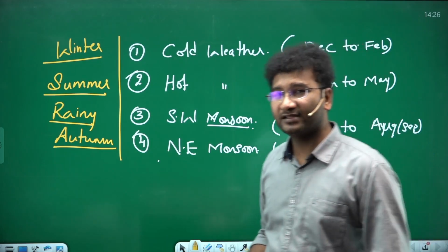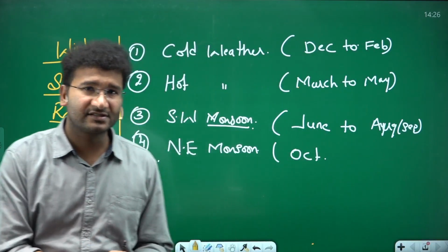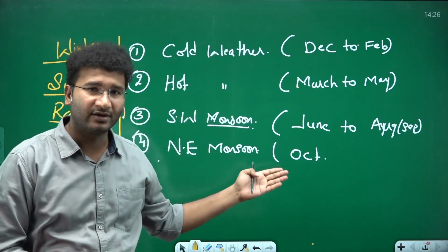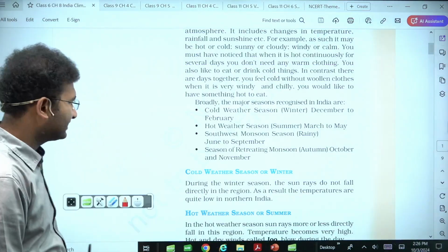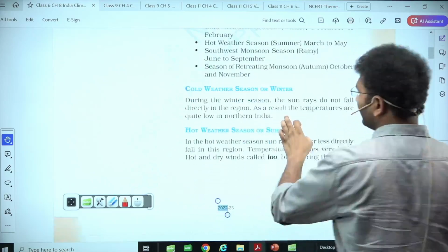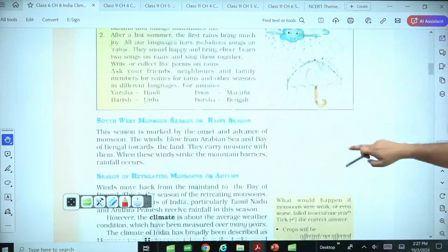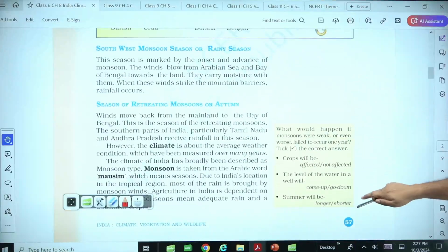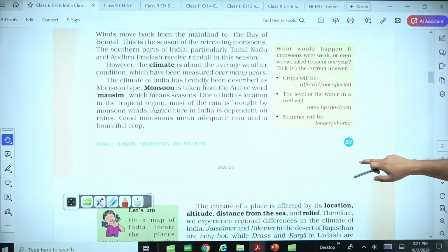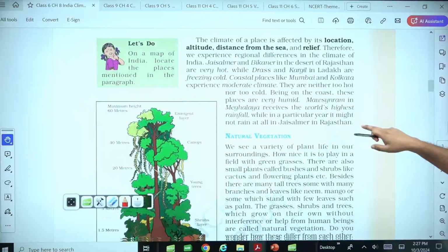Now we have to understand what the different types of seasons that India has are, and how these seasons are formed. You go to your class 6, it talks about the cold weather season or winter, the hot weather season or summer, then the southwest monsoon season or rainy season, and the season of monsoon or autumn. These are your retreating monsoon seasons.